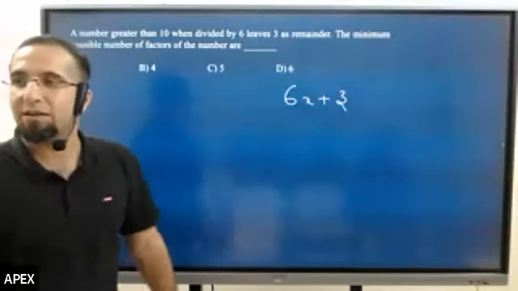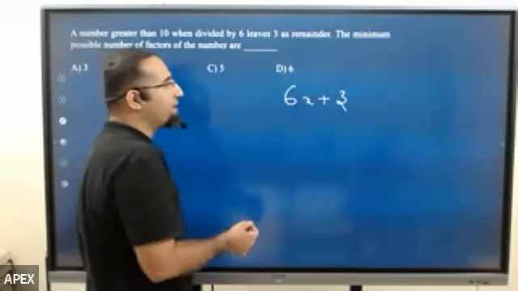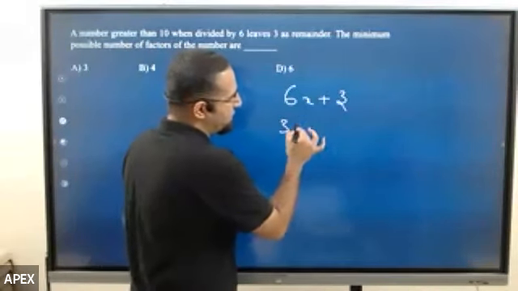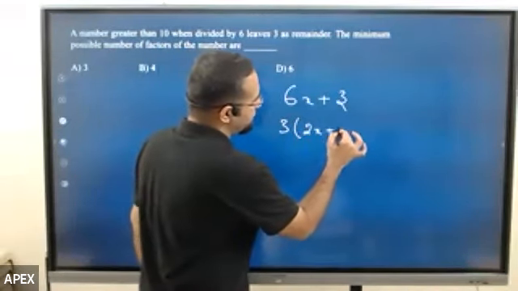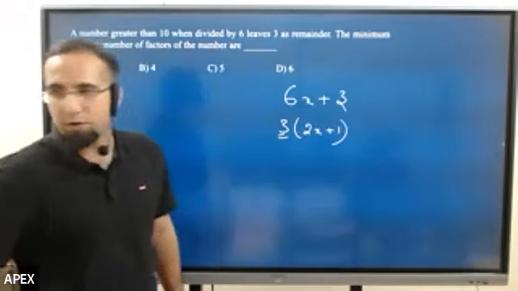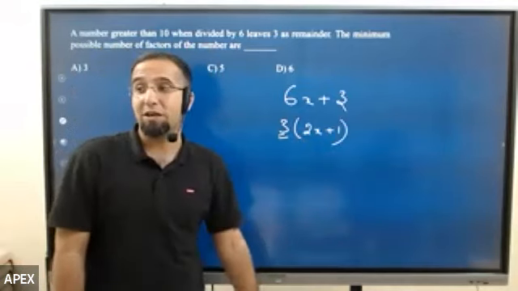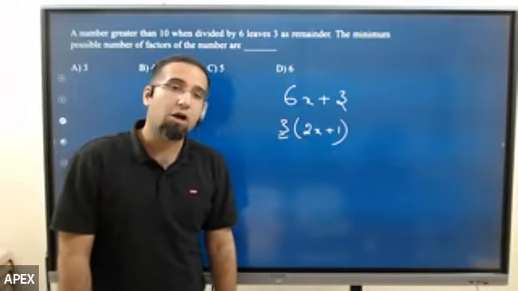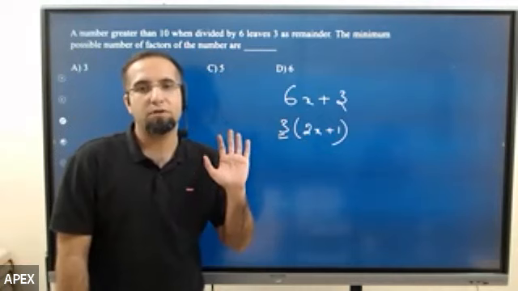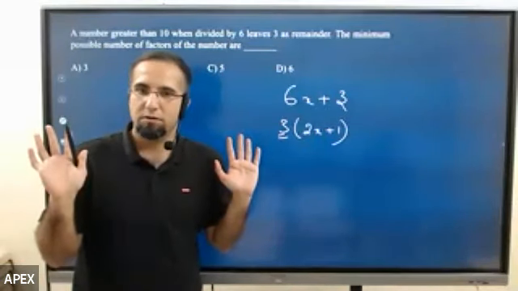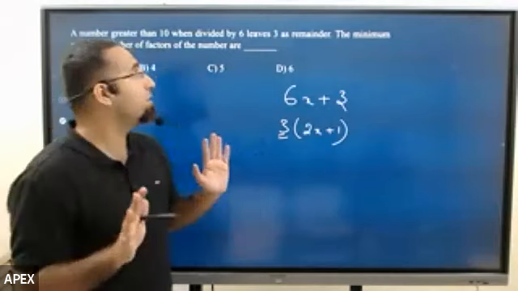The question is asking about the number of factors of the number. Now, for the number of factors I need to factorize the number. Clear? If I need to factorize the number, I take 3 common here. This becomes 2x plus 1. 3 is already a prime number. No problem. Clear? Now 2x plus 1 we know is going to be an odd number. Now odd numbers are either prime numbers or composite numbers only. Is this point very clear?